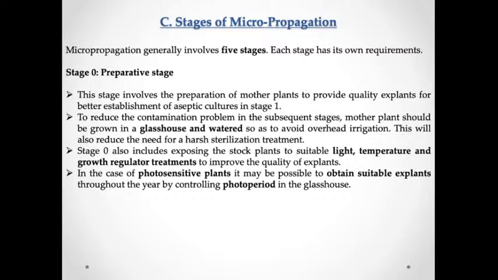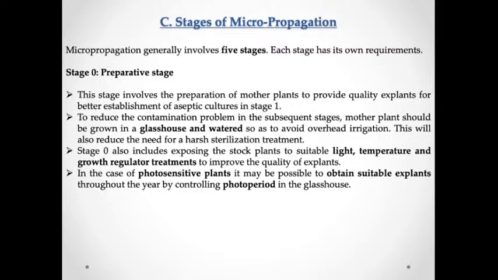With stage 0, you have a preparative stage. This stage involves the preparation of the mother plant. Your mother plant is prepared before you go to the aseptic culture of stage 1. And to reduce the contamination problem in the subsequent stages, the mother plant should be grown in a glass house and watered so as to avoid overhead irrigation. This will also reduce the need for harsh sterilization treatment. Stage 0 also includes exposing the stock plants to suitable light, temperature and growth regulator treatments to improve the quality of the explant.